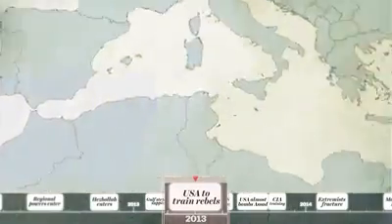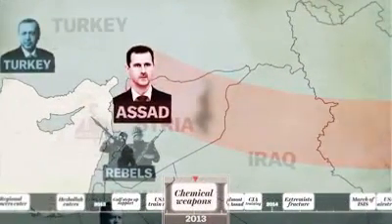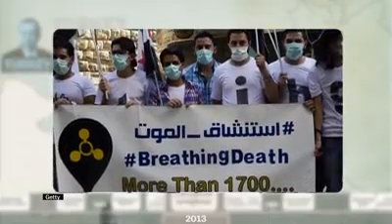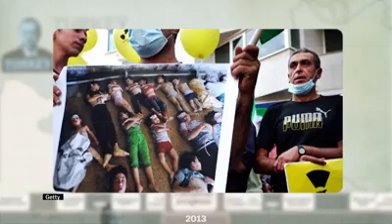In August, the Assad regime uses chemical weapons against civilians, provoking condemnation from around the world. Men, women, children lying in rows, killed by poison gas.